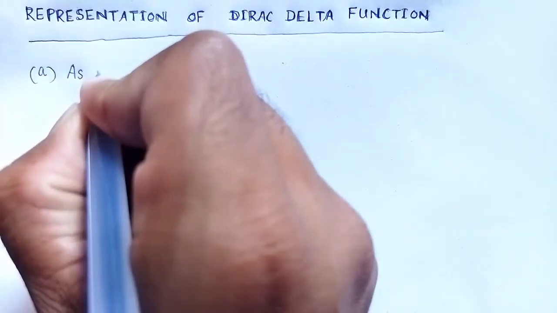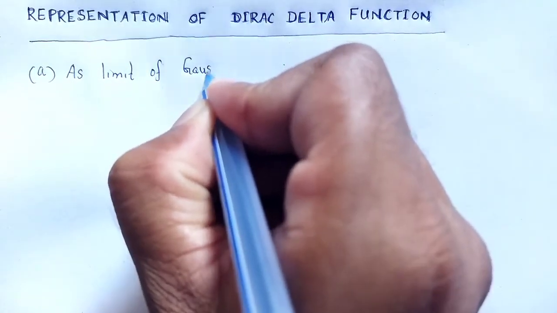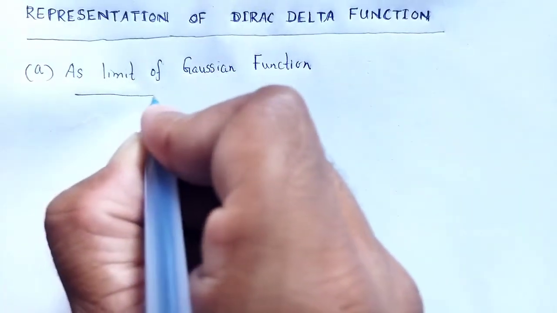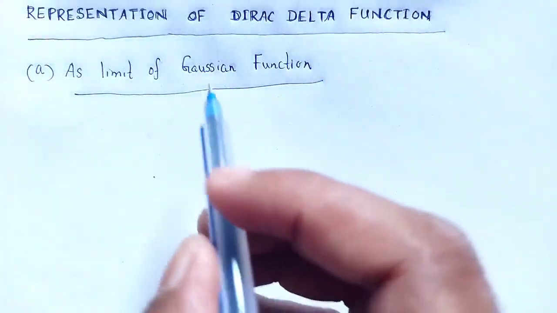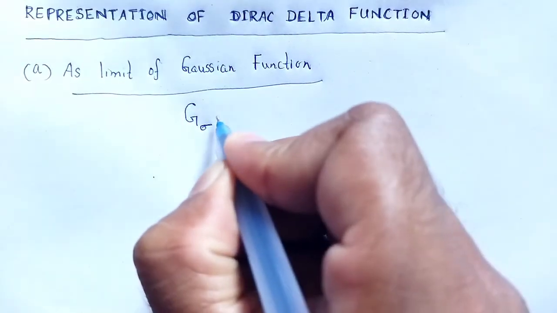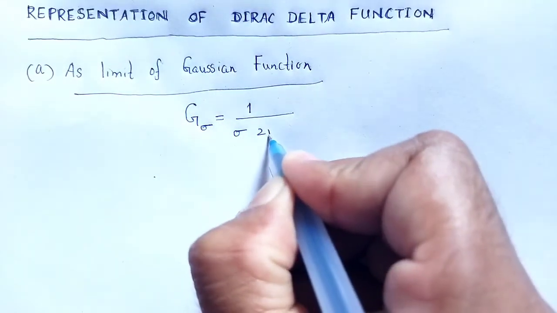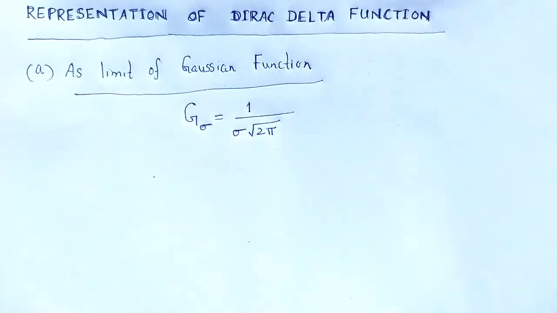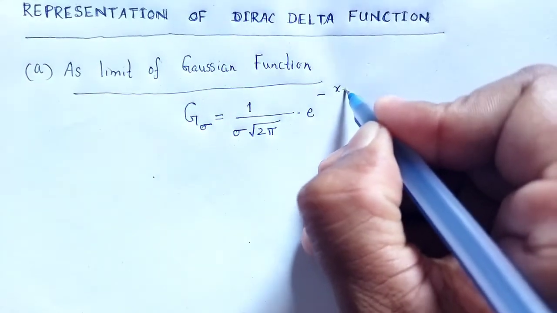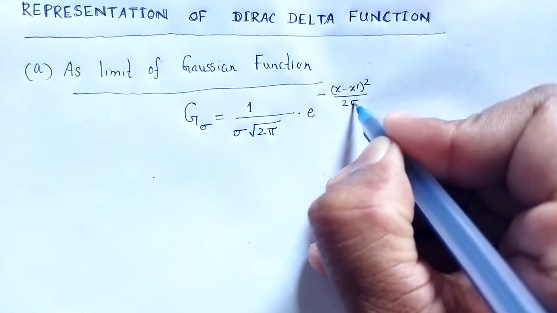as a limit of Gaussian function. What is that Gaussian function? Let the Gaussian function be represented by g of sigma is equal to 1 by sigma into square root of 2 pi into e to the power minus x dash square divided by 2 sigma square.